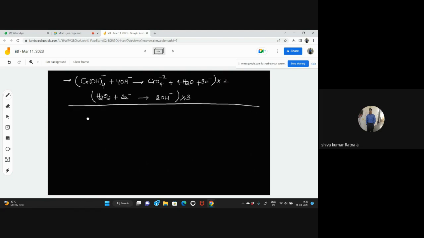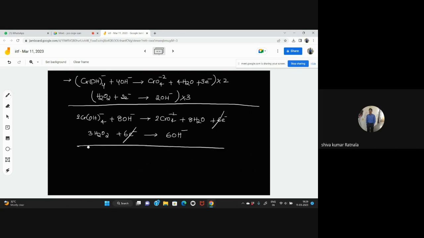So what we will get here, see? 2[Cr(OH)4]⁻ + 8OH⁻ gives rise to 2CrO4²⁻ + 8H2O + 6 electrons. And by multiplying this with 3, 3H2O2 + 6 electrons gives rise to 6OH⁻. So the 6 electrons get cancelled. So finally what we will get?